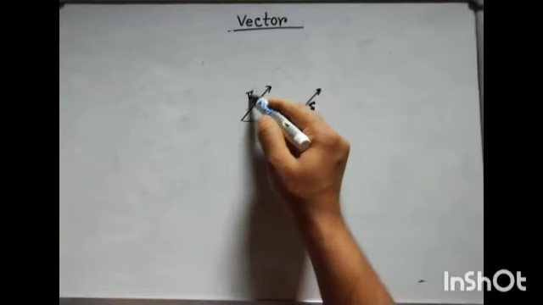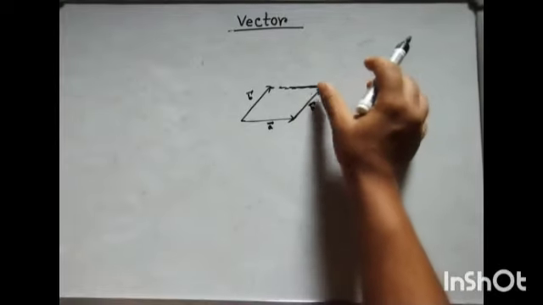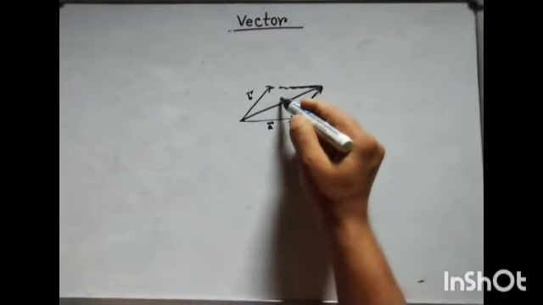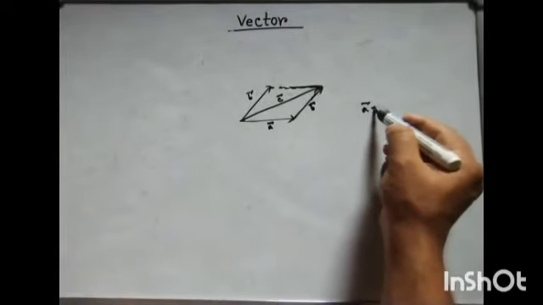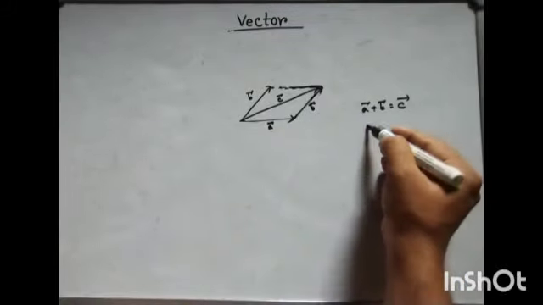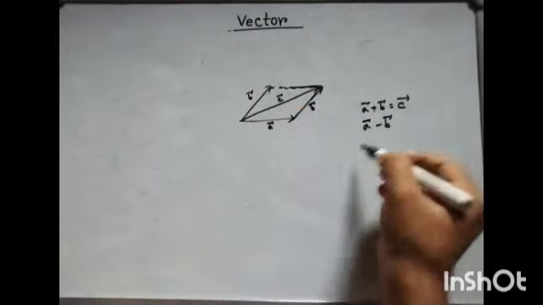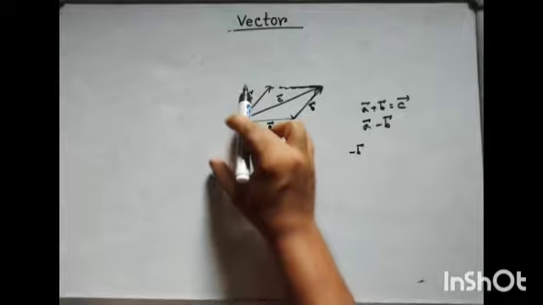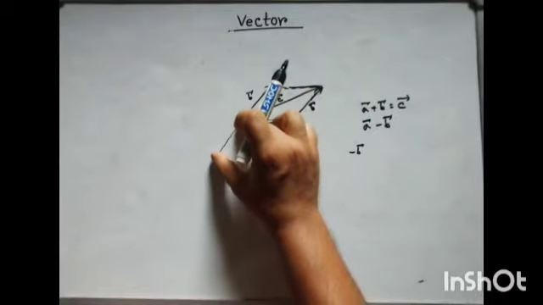In case of addition, we did this and got c vector as result. We knew that a vector plus b vector is c vector. We know the addition. Now we have to do subtraction: a vector minus b vector. What will be that? We know that minus b vector is just the opposite of b vector. So we have to draw the same magnitude as b but in the opposite direction.